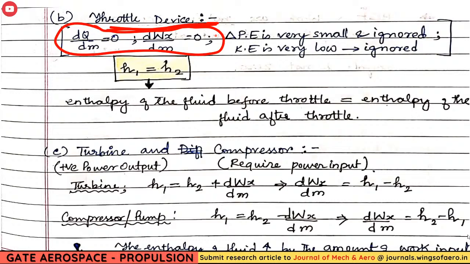And usually in the throttle, it is such a way that the datum line will be negligible. That means again the Z1 and Z2 will be lying on the same line.